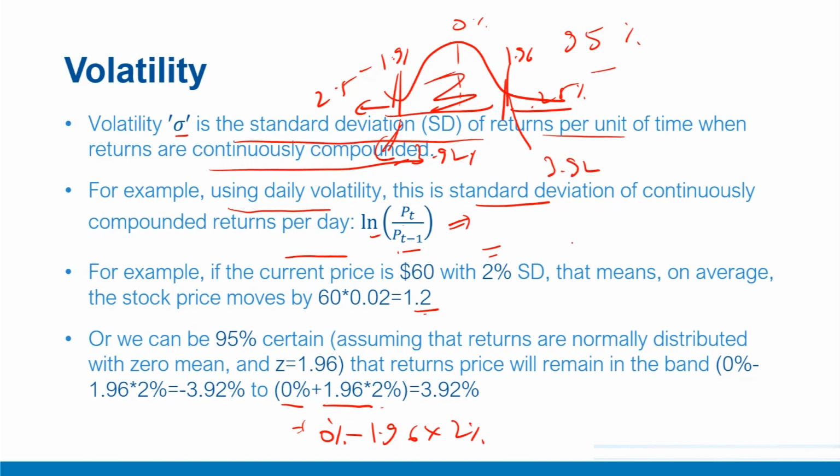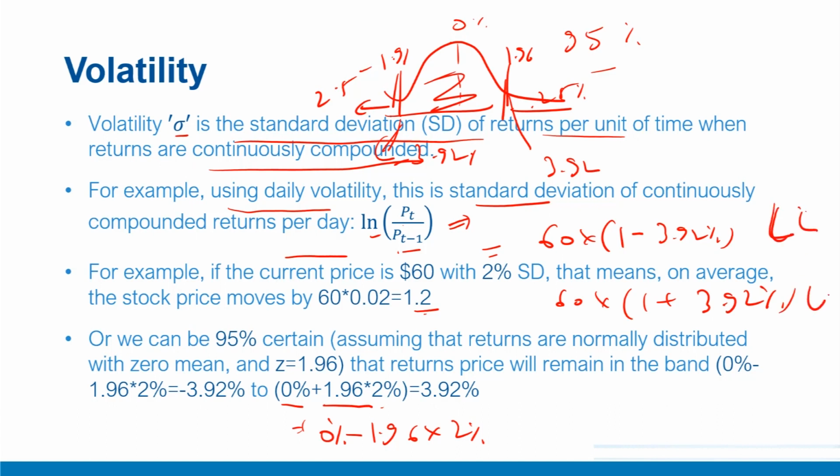So effectively, if you want to know the range of the price, that will be $60 times (1 minus 3.92%) and $60 times (1 plus 3.92%). So this will be your lower level and upper level of prices with a 95% confidence band.